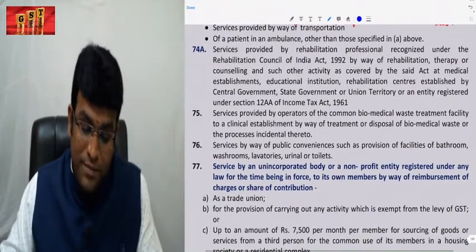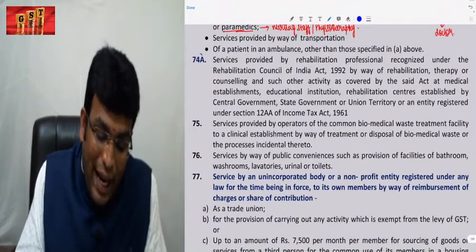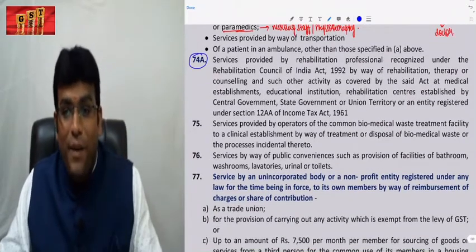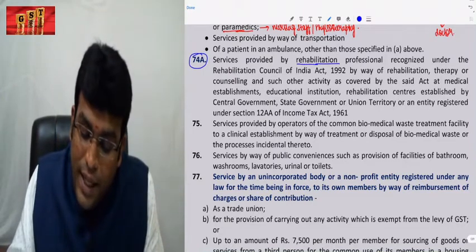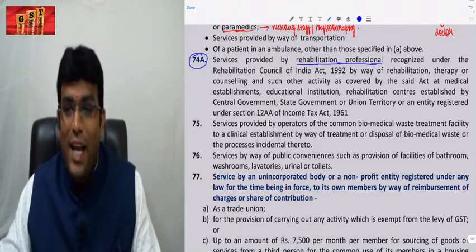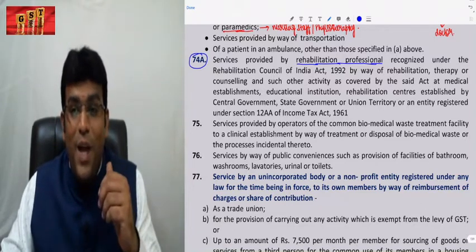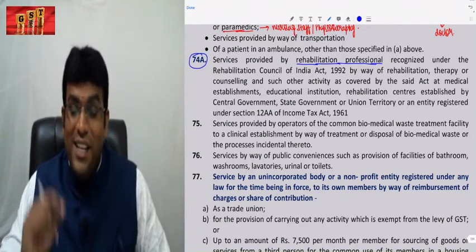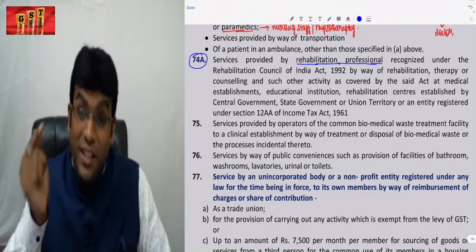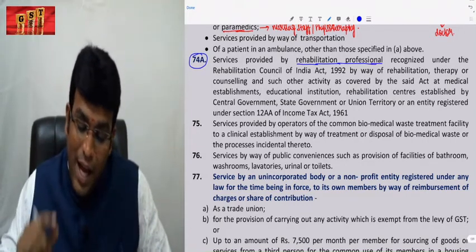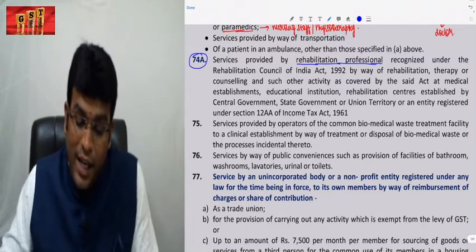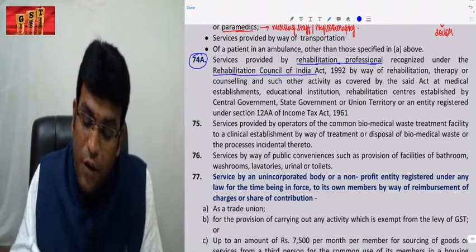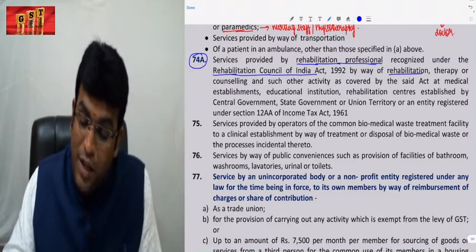74th point already over. 74A, my dear friends. Services provided by a rehabilitation professional. What is a rehabilitation professional? They are the people who, if somebody became a drug addict or alcohol addict, provide service to de-addict them. Service provided by a rehabilitation professional recognized by the Rehabilitation Council of India by way of rehabilitation, therapy or counseling.